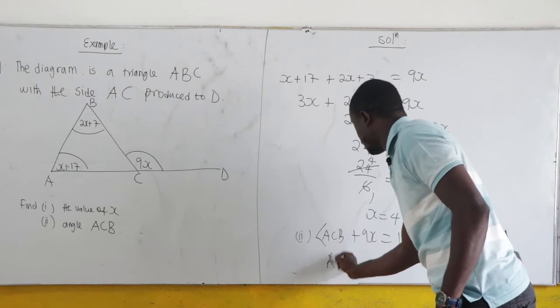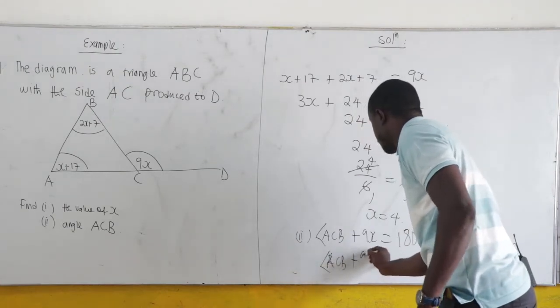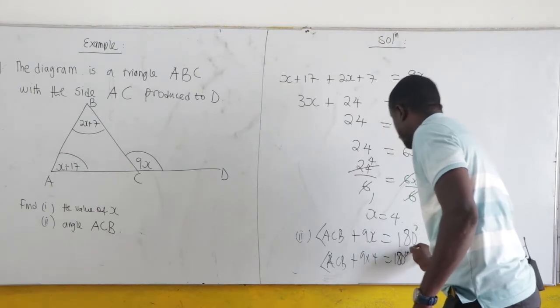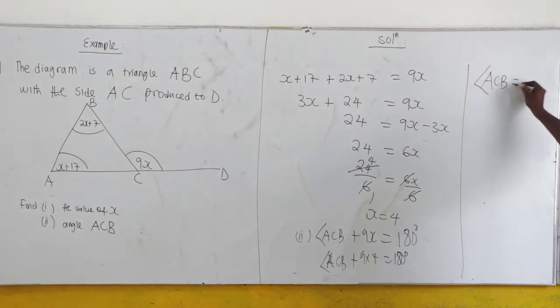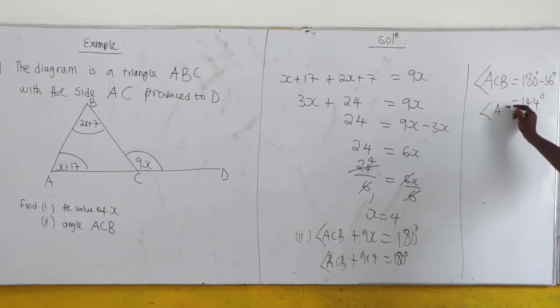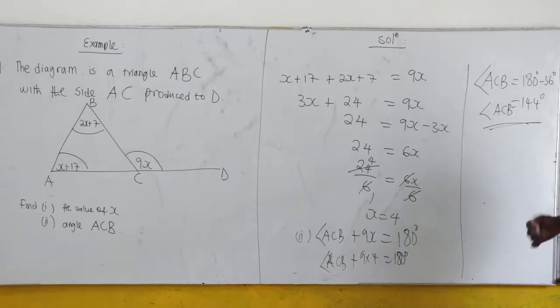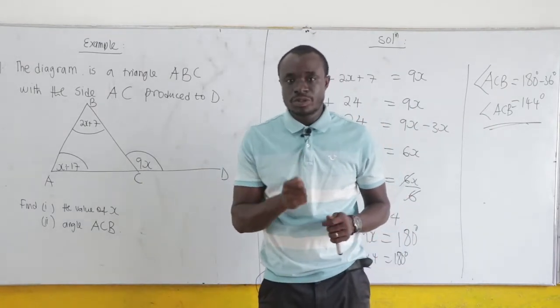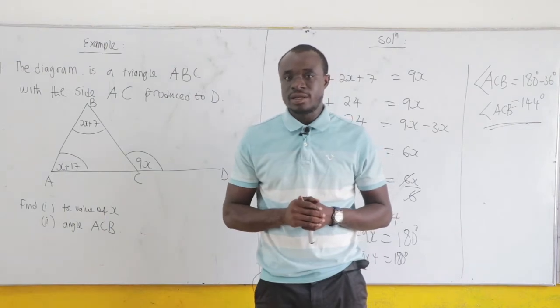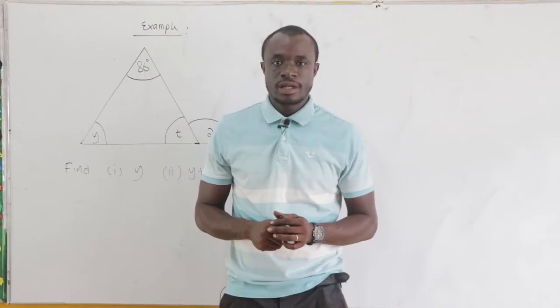So we have our ACB plus 9 times 4 equal to 180 degrees. Now our ACB is equal to 9 times 4, which is what? 36. So 180 minus 36 degrees. Now what is 180 minus 36 degrees? This is just 144 degrees. That is our ACB. And this is very, very easy. So that property is so important. The sum of the two opposite interior angles is equal to what? The exterior angle.